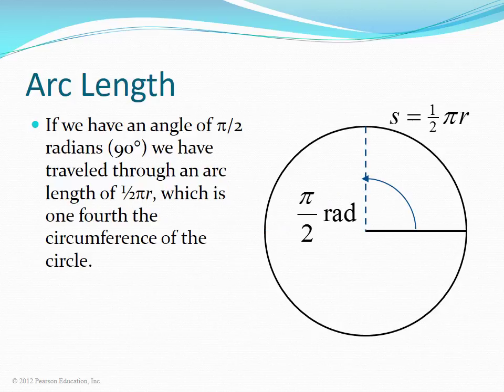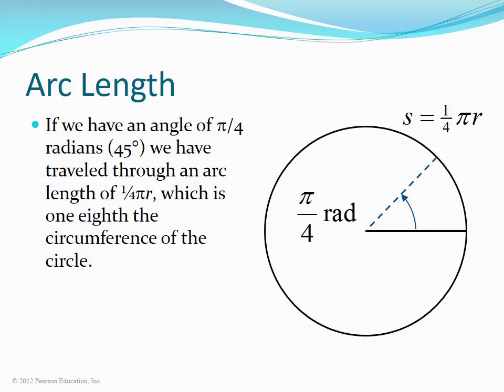If we have an angle of pi over 2 radians, 90 degrees, we have traveled through an arc length of 1/2 pi times the radius of the circle, which is 1/4 the circumference of the circle. If we have an angle of pi divided by 4 radians, 45 degrees, we have traveled through an arc length of 1/4 pi times r, which is 1/8 the circumference of the circle.